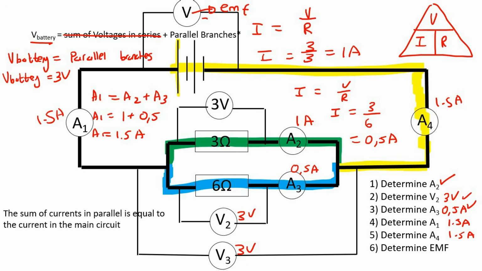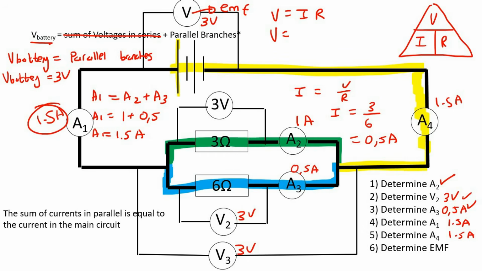Okay, now the other way you could have done this, it's a little bit longer, but it would work, and I want to show you so you can just see that it does actually work, is to use the formula for voltage. Because you are looking for the battery voltage, you need to use the total resistance in the circuit and the total current in the main circuit. We already know the current in the main circuit is 1.5. Okay, so we could say 1.5.